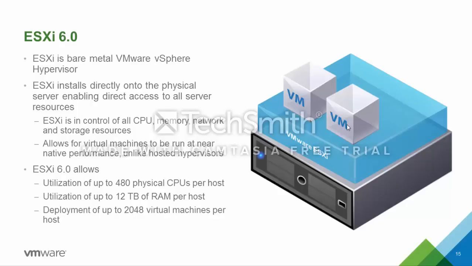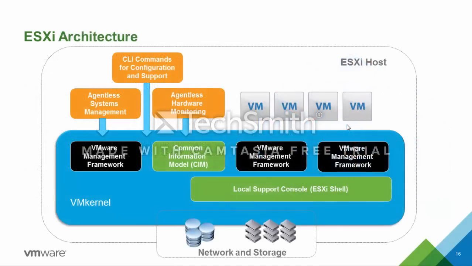ESXi 6 allows up to 480 physical CPUs to be shared in a host. You can have 12 terabytes of RAM and up to 2048 virtual machines on a physical server. Now, to me, that begs a question logically: if I have 2,000 VMs on this physical server and I lose that ESXi host or physical box, obviously I've lost 2,000 virtual machines. So that's when we get into an availability discussion, which I'll expand on again in the next video.